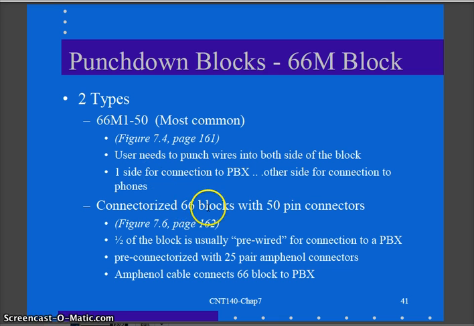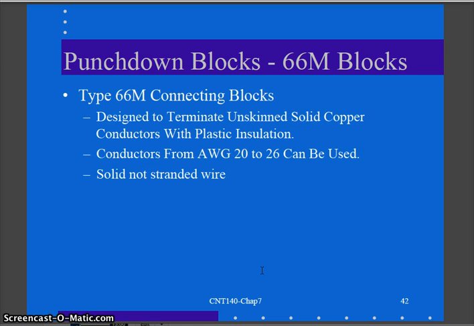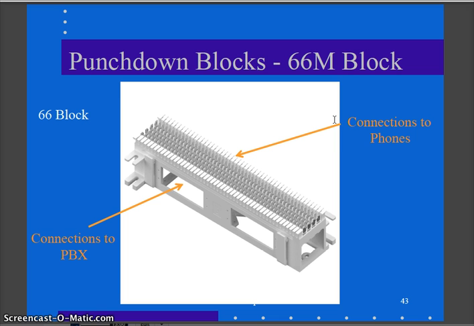The other one, the connectorized, half the block is pre-wired for connecting directly into the PBX. The other half you would actually punch the wires into for the phones. So let's take a look. Actually, these were designed for terminating solid copper wire. As I punch the wire in, the V is cutting the insulation and making contact with the wire inside. So solid conductor wire, solid copper wire, 20 to 26 gauge. That was the design from behind it.